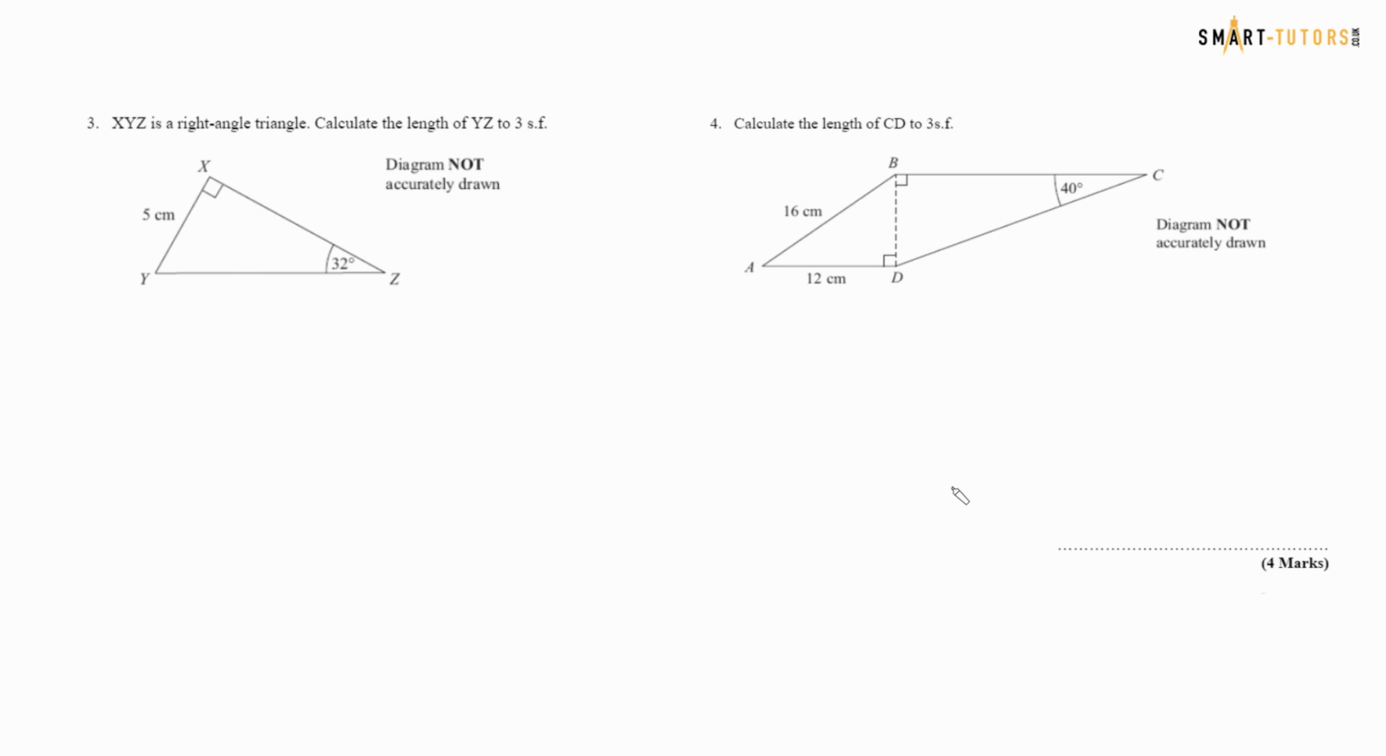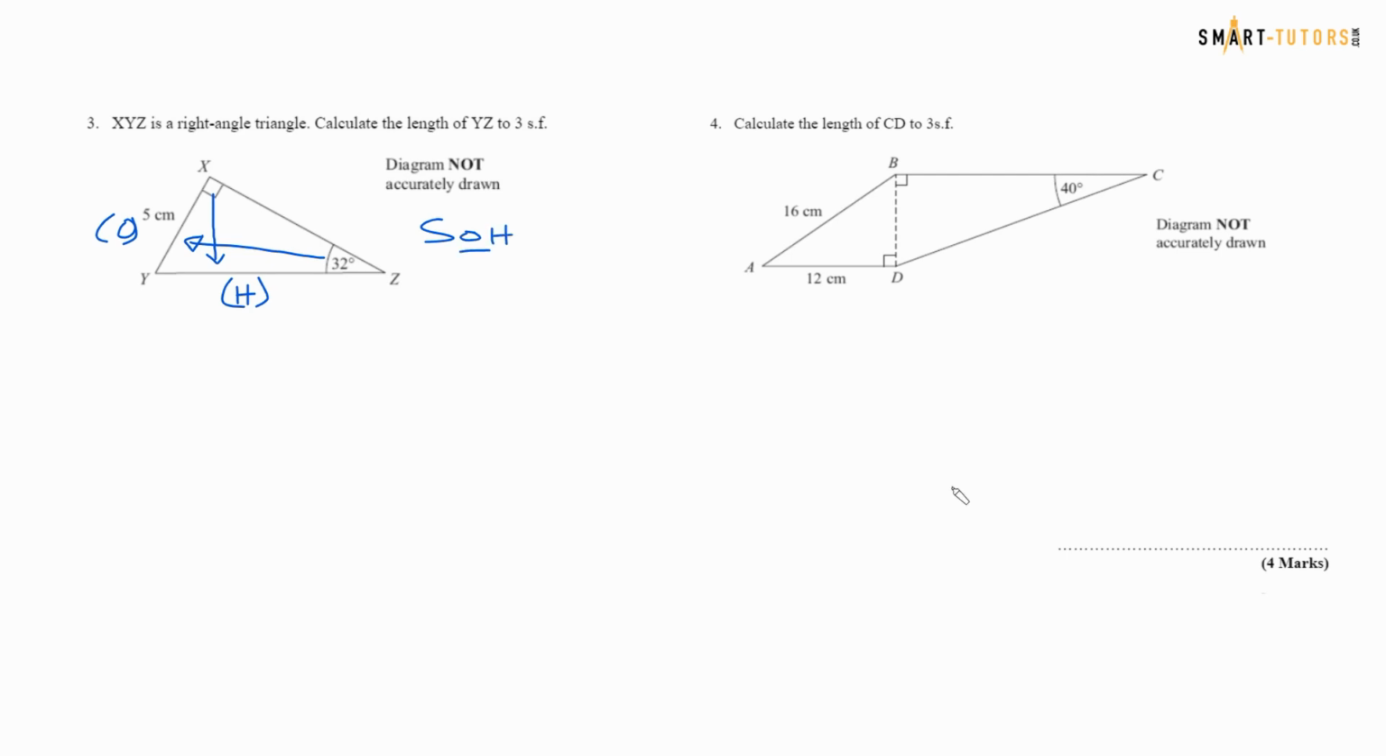Question number 3. XYZ is a right angle triangle. Calculate the length of YZ to 3 SF. So YZ is this one, the length in question. 32 is the given angle. The side opposite 32 we call O. And the right angle is this one, and the side opposite that is called the hypotenuse. So the hypotenuse is in the question. O and H are related.